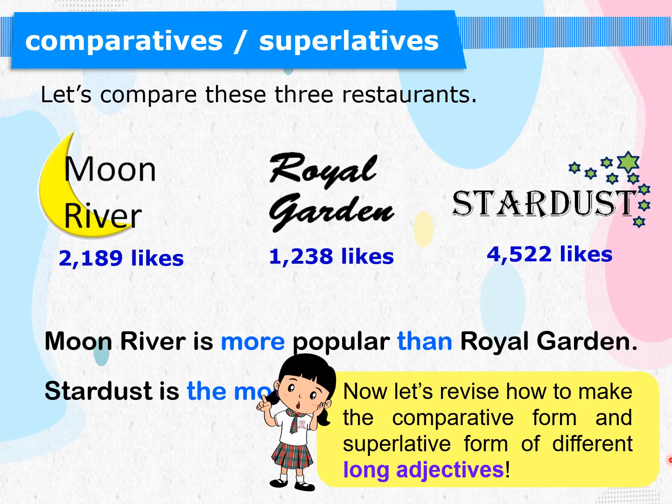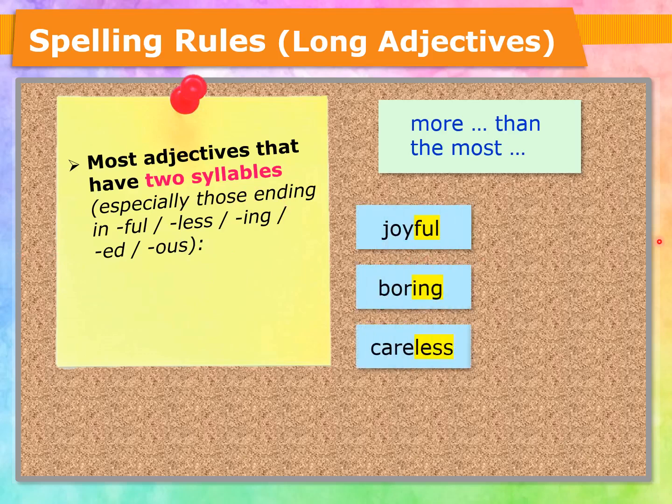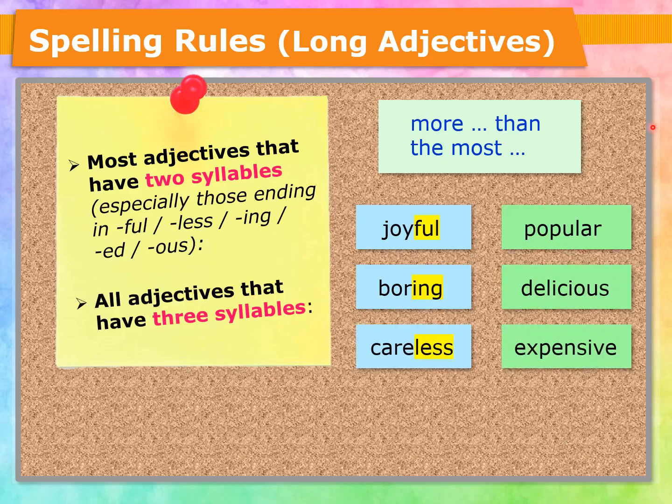Now, let's revise how to make the comparative form and superlative form of different long adjectives. Most adjectives that have two syllables, especially those ending in these letters, for example, joyful, boring, careless, and all the adjectives that have three syllables, like popular, delicious, expensive, we will use more than to make the comparative form and add the most before the adjective to make superlative form.